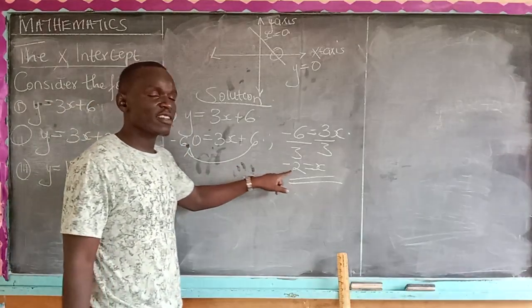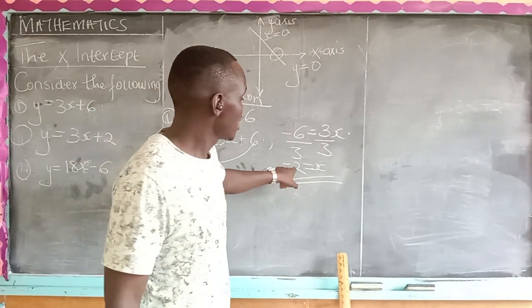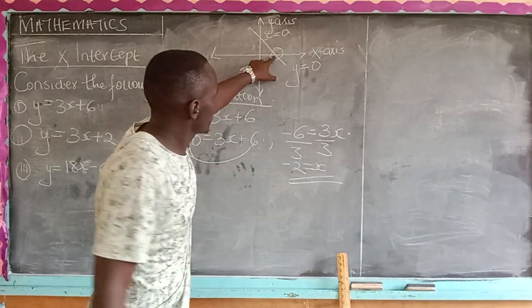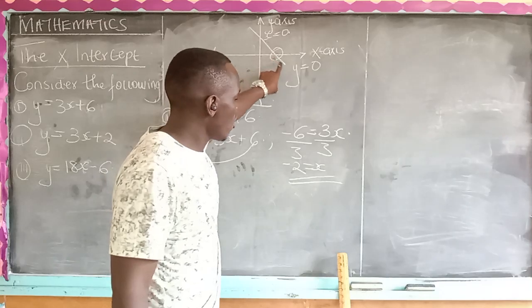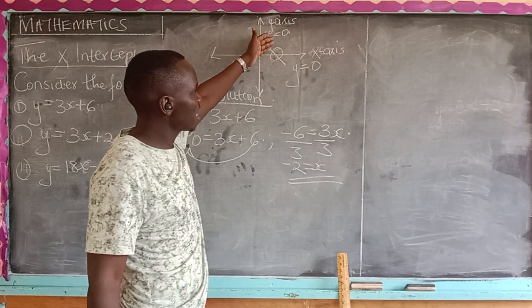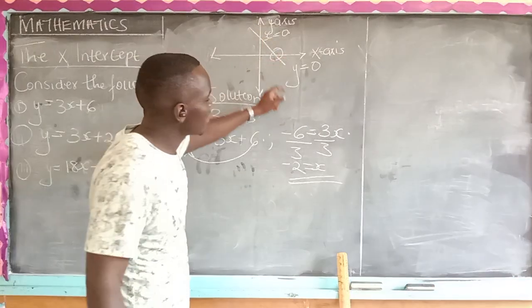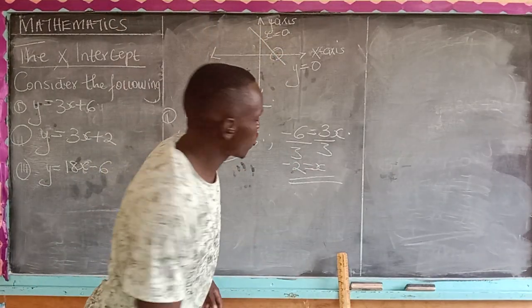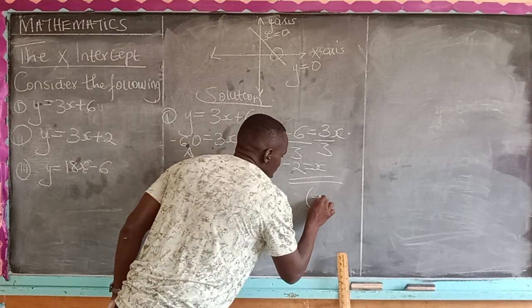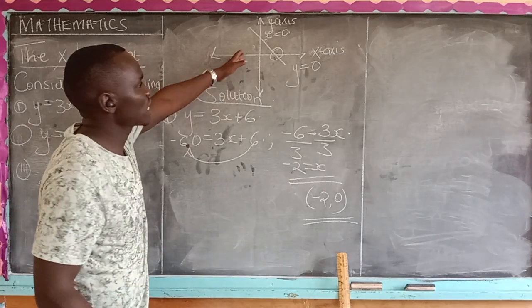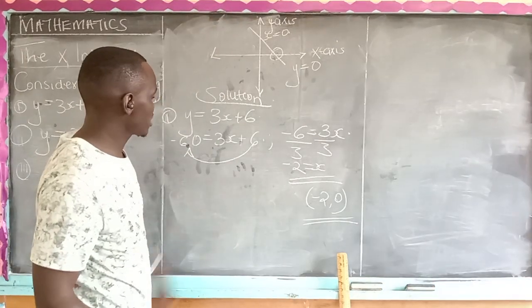So this is our x-intercept. At the point where this line crosses the x-axis, the value of x is negative 2 and y is 0. So the coordinate is negative 2, 0, which of course is on the other part of the Cartesian plane.